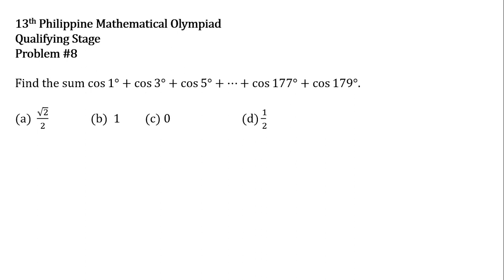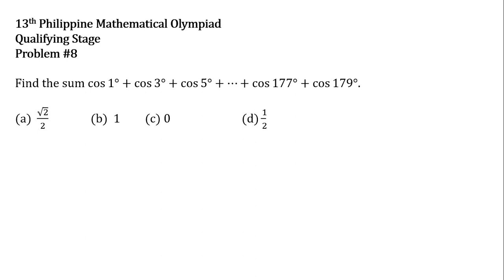I have here a series involving cosine from the 13th Philippine Mathematical Olympiad. Cosine 1 degree plus cosine 3 degrees plus cosine 5 degrees up to cosine 177 degrees plus cosine 179 degrees.